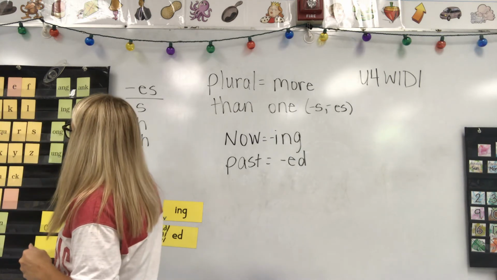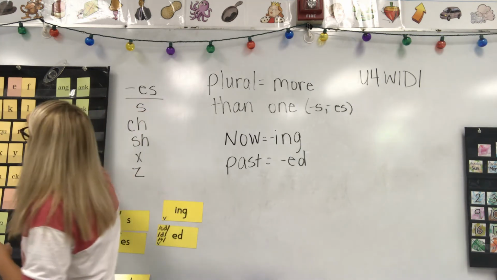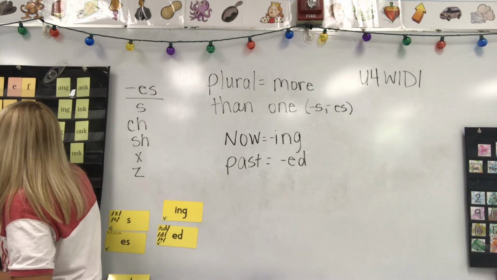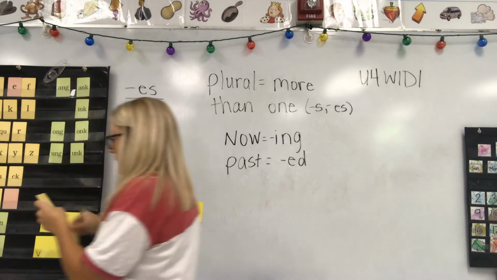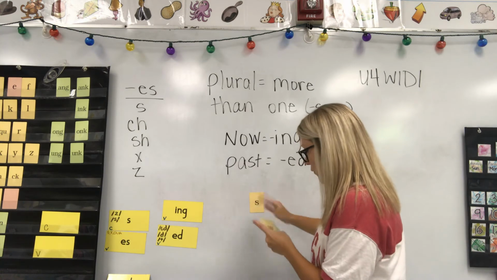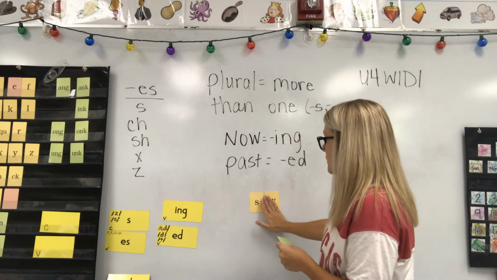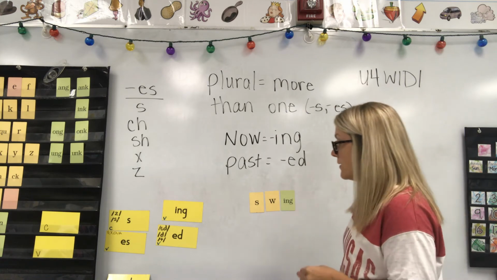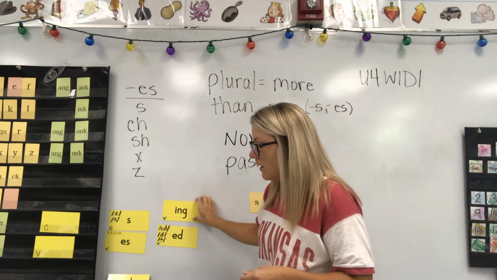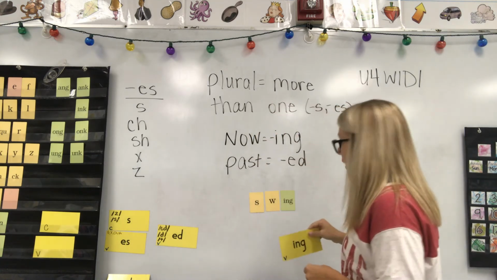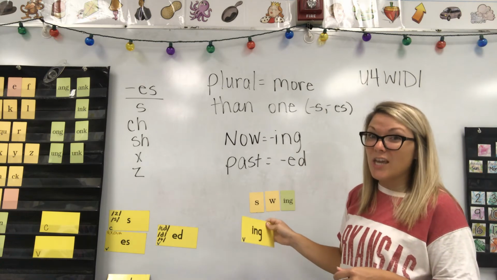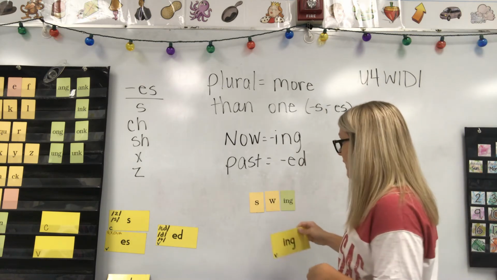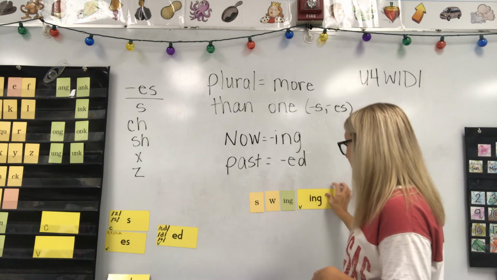Alright, let's look at another one. Let's use one of our glute sounds. Okay, so if I have the word swing, which in some of these words change with the past tense. Okay, so I can say I'm swinging.